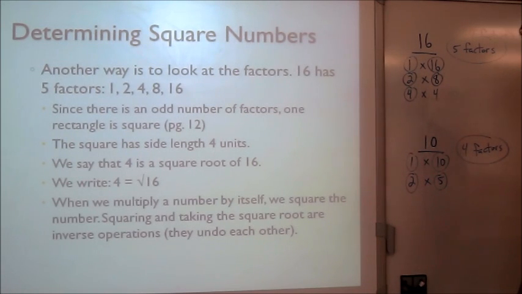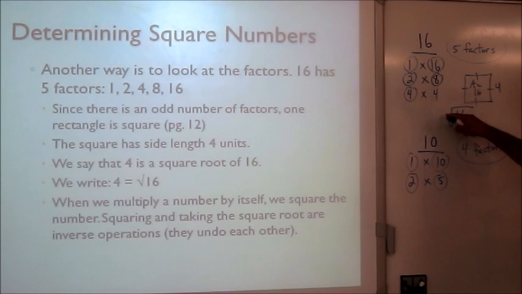Okay, so back to the number 16, we know that 16 can be shown as a square. Okay, its area is 16, and its side length is 4. Okay, 4 times 4 is 16. We say that 4 is a square root of 16. Okay, the number 4 is a square root of the number 16. And you write that like this.